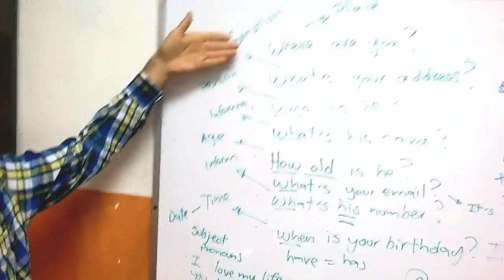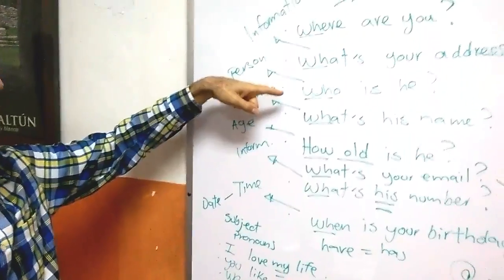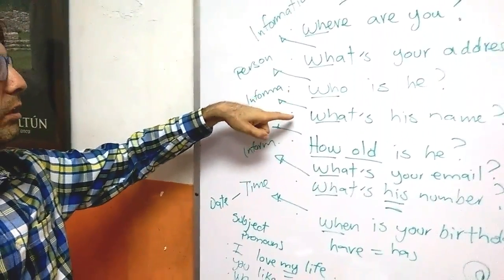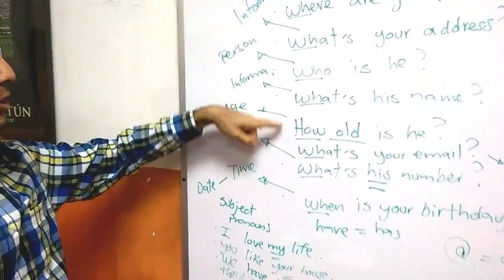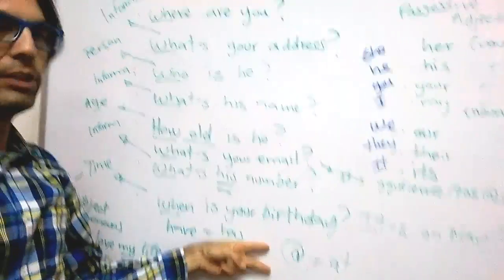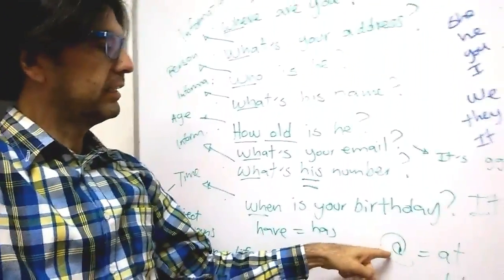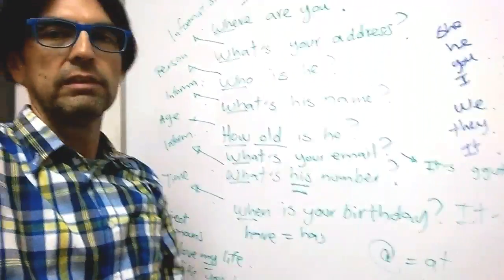Okay? And then question words. For a place, where, for information, what, for a person, who, how old for age, and when for time. Okay? And Gmail and email addresses. This is at and this is dot.